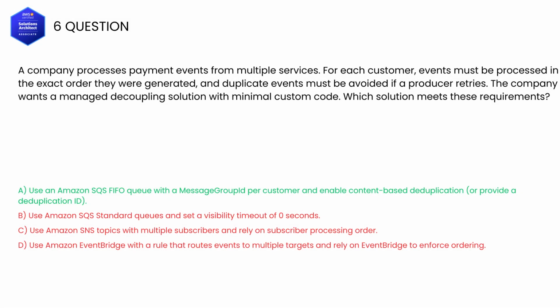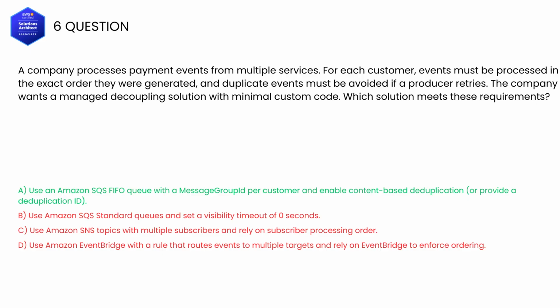The correct answer is A. Amazon SQS FIFO (first in, first out) queues provide ordering within a message group, which satisfies per-customer ordering when the message group ID is set per customer. FIFO also supports deduplication over the configured deduplication interval, reducing duplicates from retries.